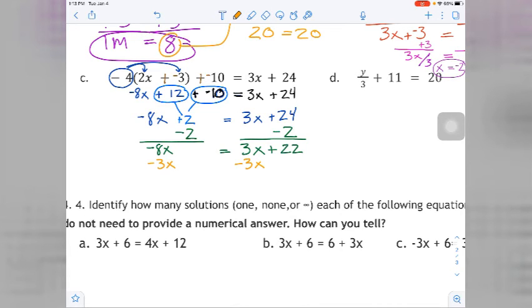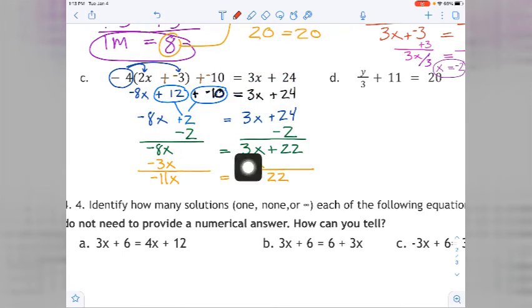And this was another place where some students ran into some problems. -8x minus 3x. Some students would say this was 5x, but this is -11x. And then the other side, the x's go away. 3x minus 3x is 0, and all I have left over here is 22.